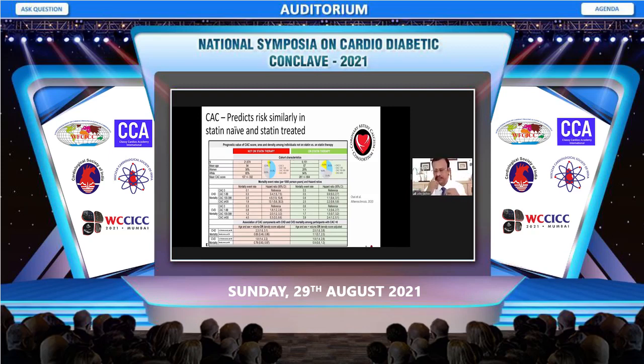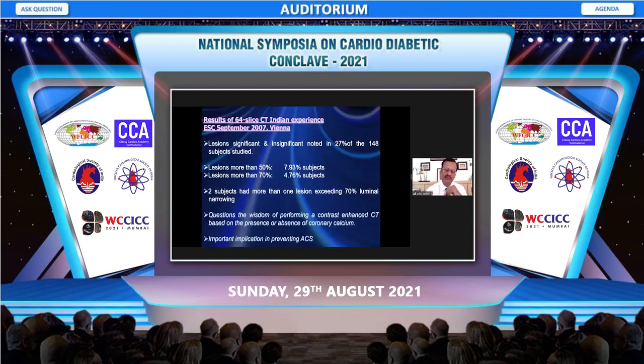No statin, on statin. What this beautiful chart from Atherosclerosis Journal shows is that it doesn't matter whether on statin or non-statin, it is going to give you the same information.